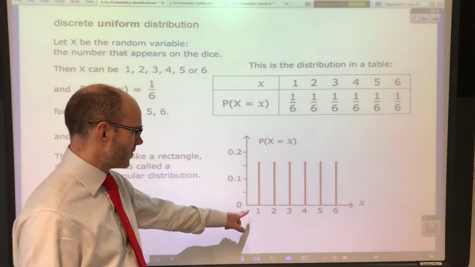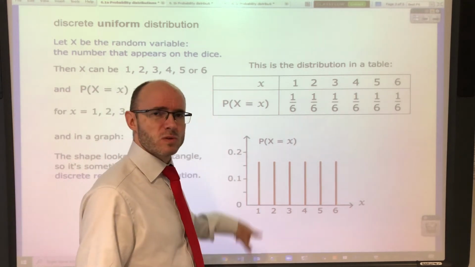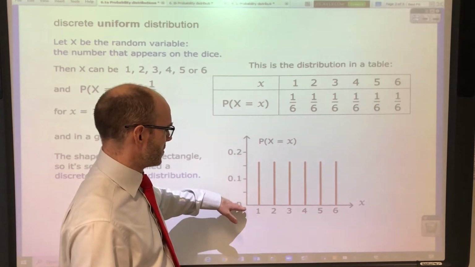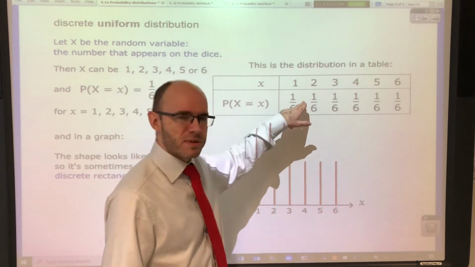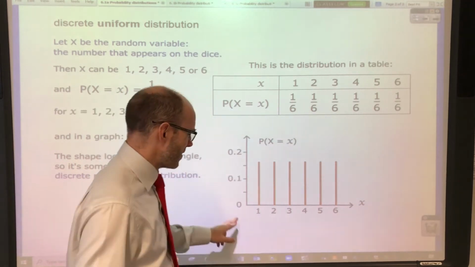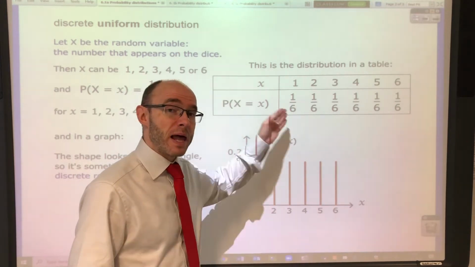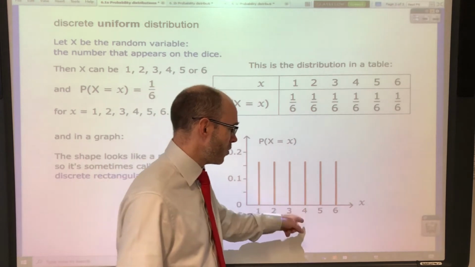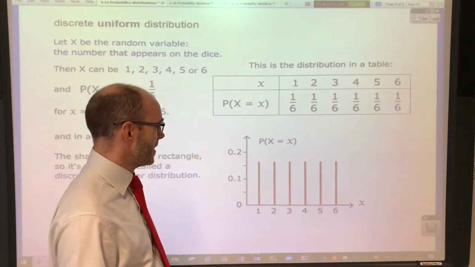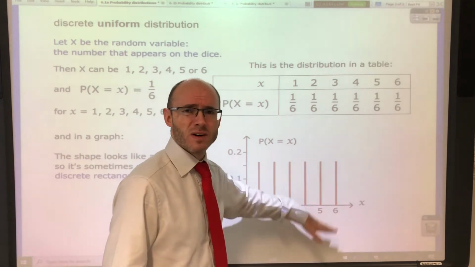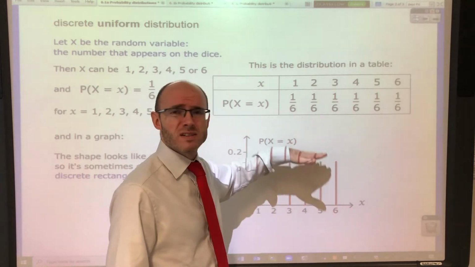Okay, and you've got the probability on the vertical scale, so 0, 0.1, 0.2, obviously that being 0.16 recurring. And then on the horizontal scale, you've got each of the different possible outcomes. So you can roll a 1, 2, 3, 4, 5, or 6. Okay? And because they're all the same, all the bars, the lines, they rise to the same height.